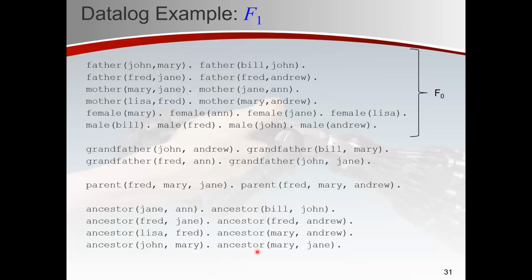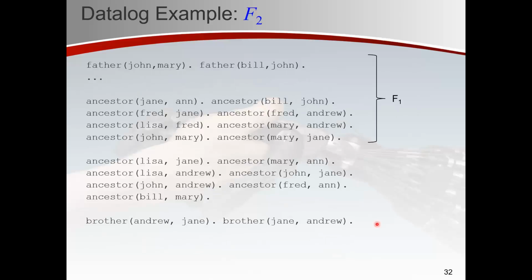We cannot use the recursive rule because the sub-goals in the rules have to refer to facts, and we don't have any facts for ancestor. After this first step, we do have facts for ancestor, and now the recursive rule can work, and in the next step, derive all the ancestors that are 2 steps away.